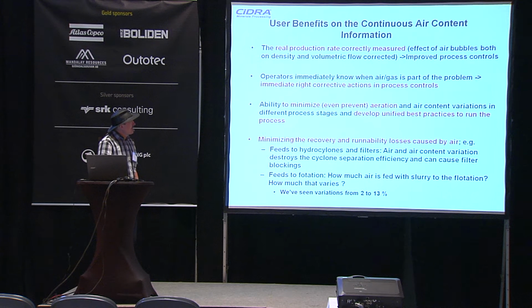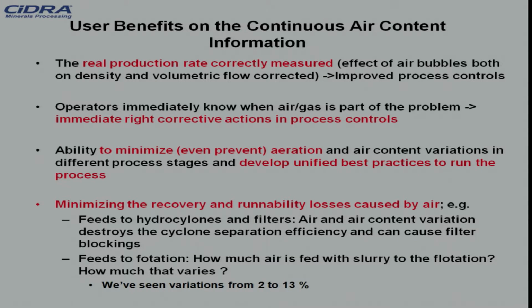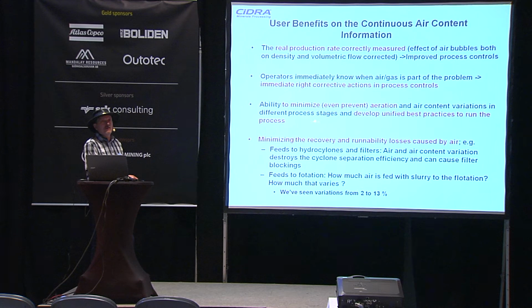So the user benefits of continuous air content information are that you get the real production rate correctly measured, and it improves your process controls. Operators immediately know when air or gas is part of the problem of the process runnability, so they make corrective actions in the process controls. And of course, you can trace back where the air is coming from.